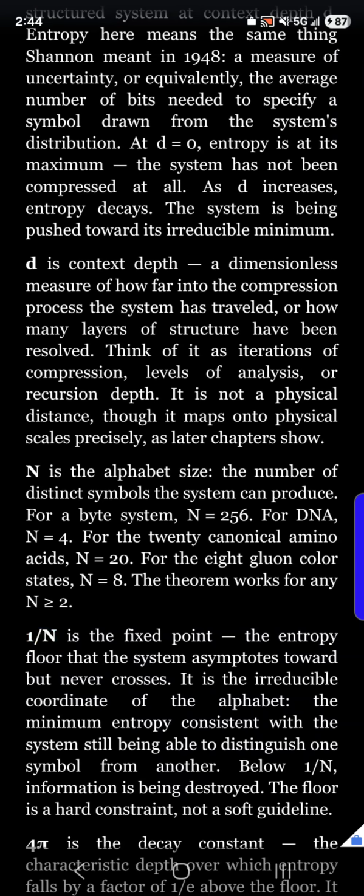N is the alphabet size, the number of distinct symbols the system can produce. For a byte system, N equals 256. For DNA, N equals 4. For the 20 canonical amino acids, N equals 20. For the 8 gluon color states, N equals 8. The theorem works for any N greater than or equal to 2.